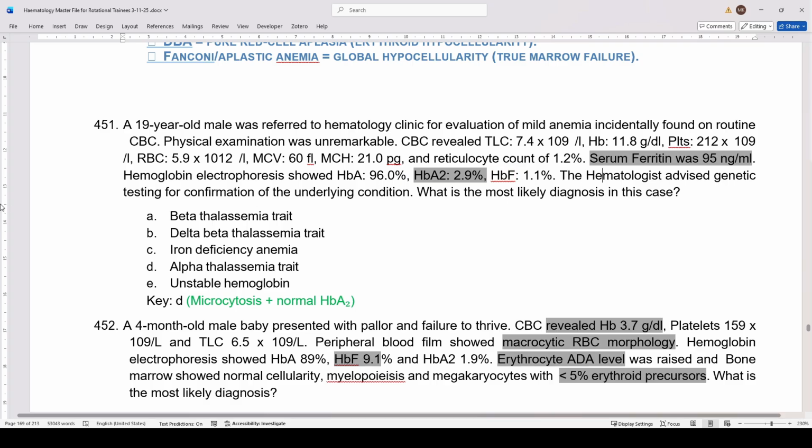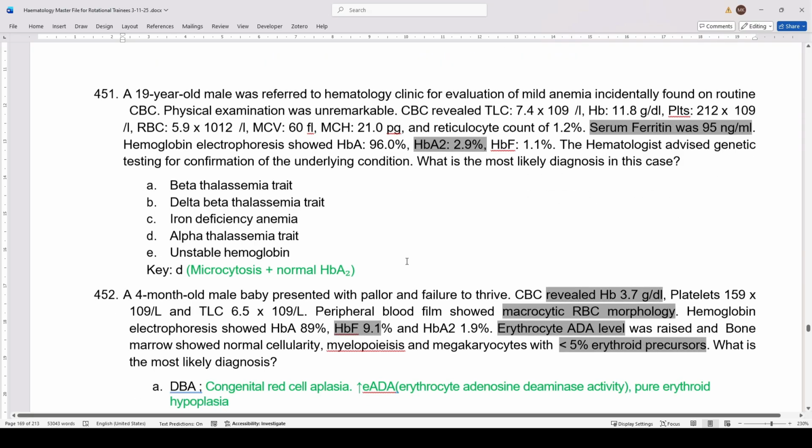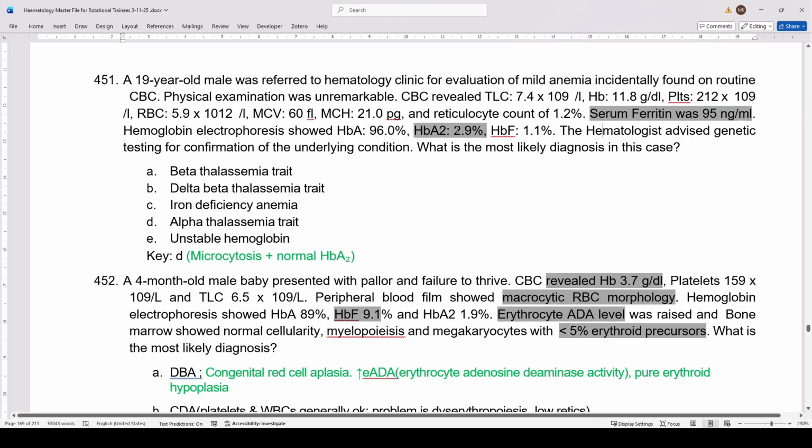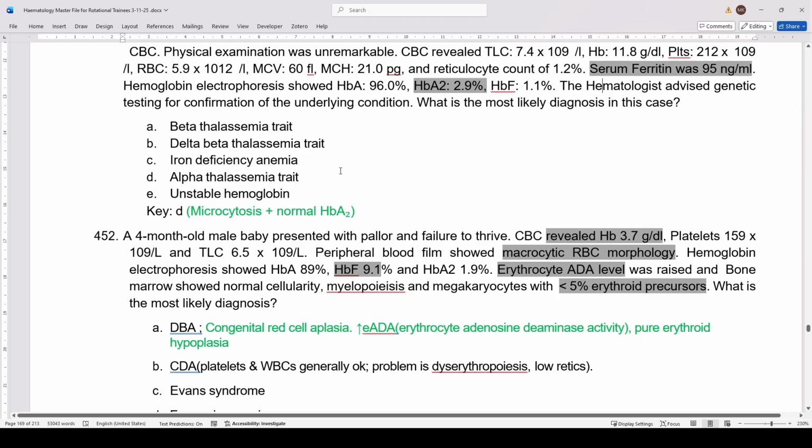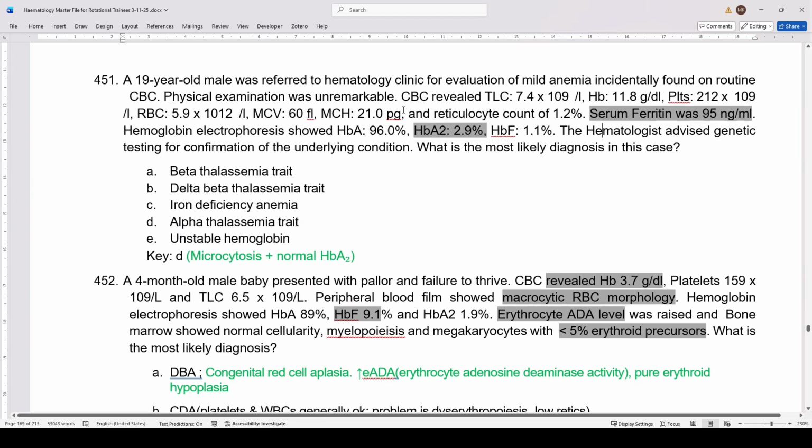The hematologist advised genetic testing for confirmation of the disease, because when hemoglobin electrophoresis is normal, the next thing we have to do is the PCR for beta or alpha thalassemia. So what is the most likely diagnosis in this case? If there was a beta thalassemia trait, HbA2 would be more than 3.5. If it is a delta beta thalassemia trait, HbF would be around 15 to 20%. If it was iron deficiency anemia, serum ferritin would be low, but serum ferritin is normal here. So yes, it can be a case of alpha thalassemia trait because the picture is like alpha thalassemia.